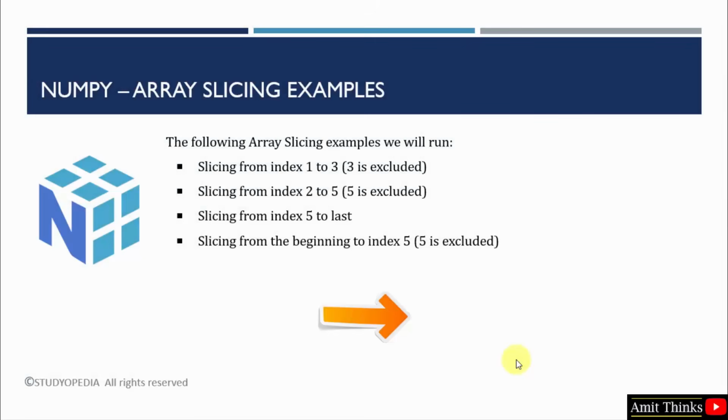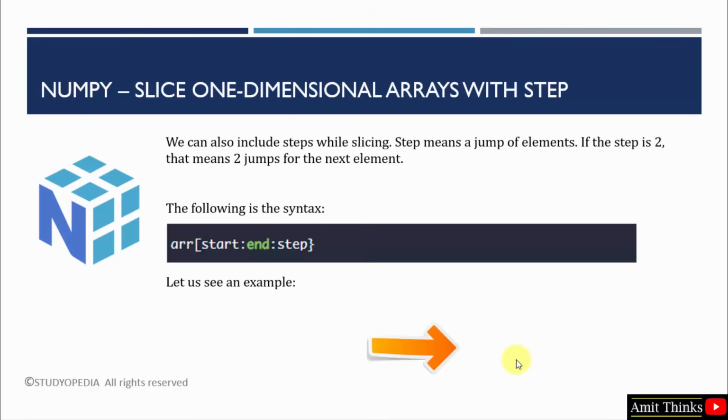So we saw the following 4 examples to slice an array. Now let us see how we can slice a one-dimensional array with step. So you can also mention step with the slicing concept. Slice step means to jump elements. If you mention the step as 2, it will jump 2 values. And here is the syntax. We were having start and end for the syntax. Now we have the step also.